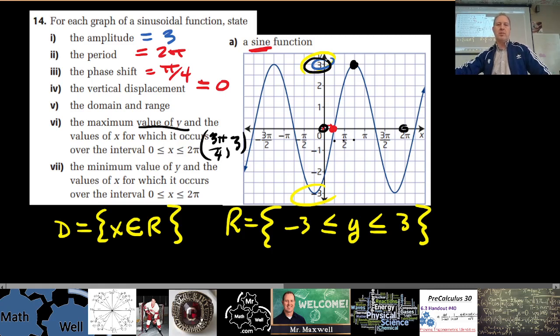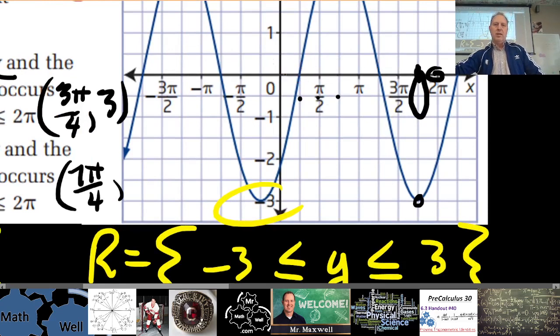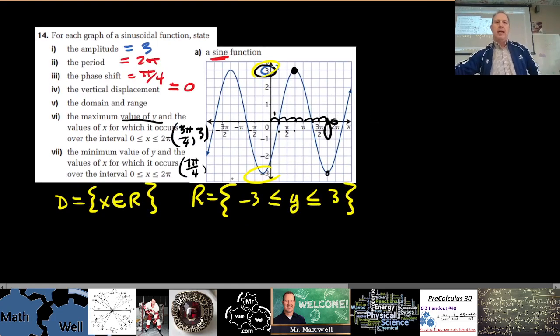And the minimum, same thing. What's the minimum value of y, and which x does it occur at? Here's the minimum. That's going to be negative 3, right? And what's this x value right here? Well, each square here is pi over 4, because this is pi over 2, so each square is pi over 4. So that's 1 pi over 4, 2 pi over 4, which simplifies to pi over 2, 3 pi over 4, 4 pi over 4, which simplifies to pi, 5 pi over 4, 6 pi over 4, 7 pi over 4. Awesome. There's a light bulb. Okay, 7 pi over 4 and negative 3.